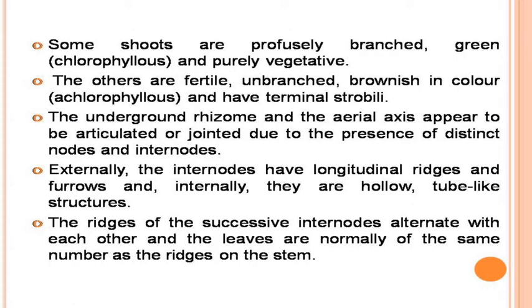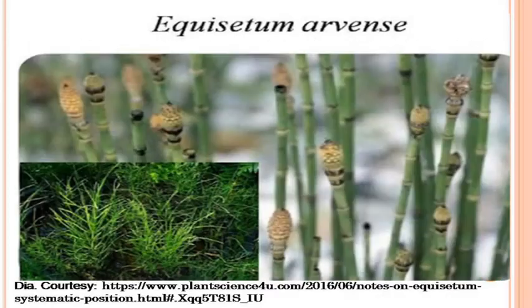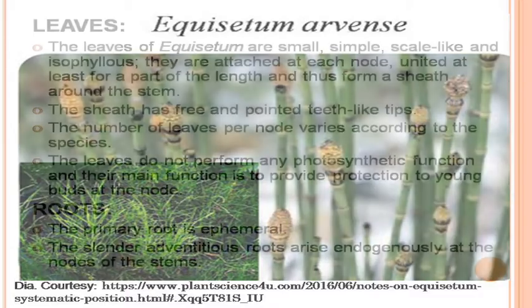After this, as I told, the stem is divided into nodes and internodes. In the internodal portion, longitudinal ridges and furrows are clearly seen. Otherwise, they are hollow tube-like structures. In this diagram, we can see Equisetum arvense, which is showing the strobilus on the fertile branches, and in the inset image we can see the vegetative structure.